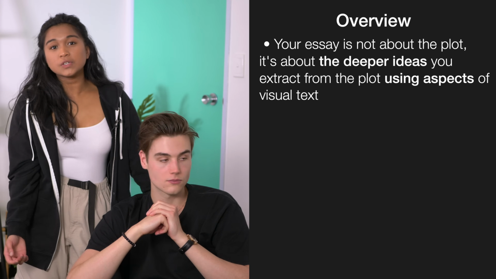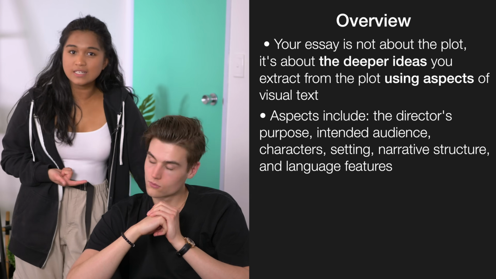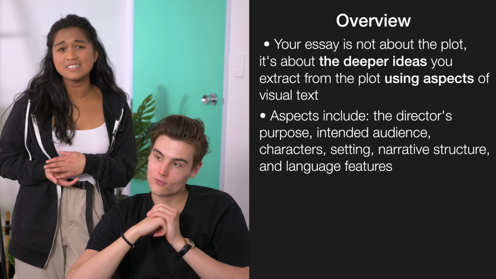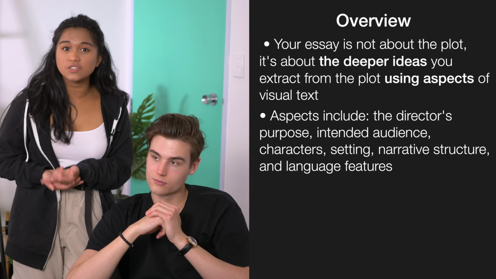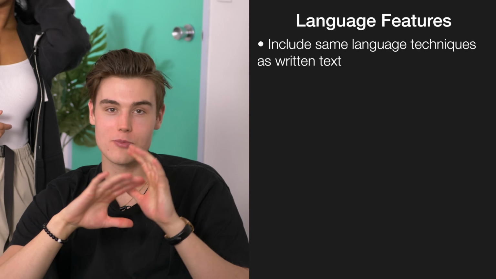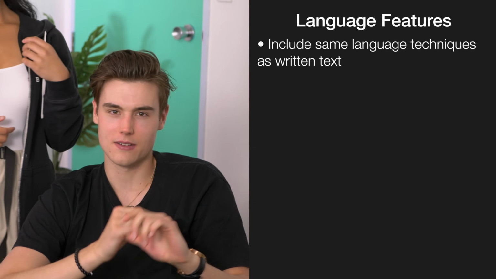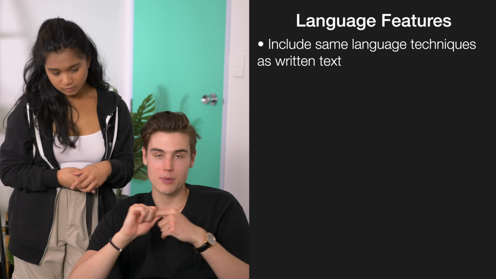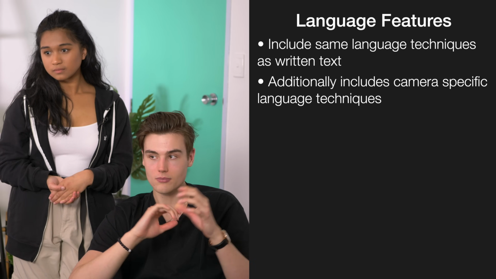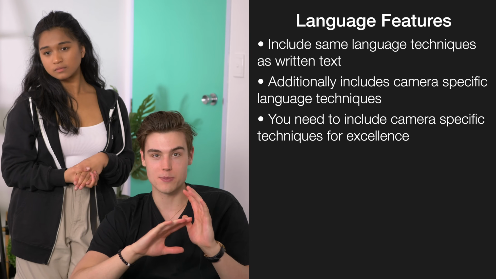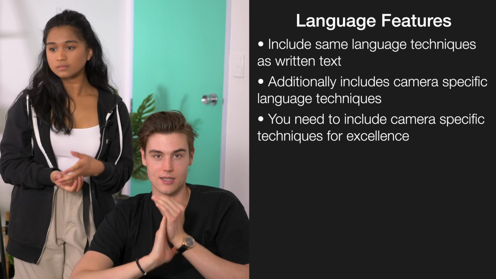These aspects could include the director's purpose, intended audience, the characters, the setting, the narrative structure, or language features of your text. Language features of visual text cover the same writing techniques as in written text, like metaphors and symbolism, but also camera-specific features like cinematography or mise-en-scène. You need to include the camera-specific ones in order to get excellence in visual text.